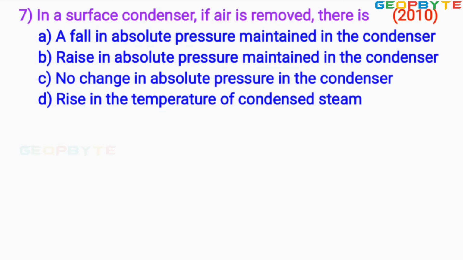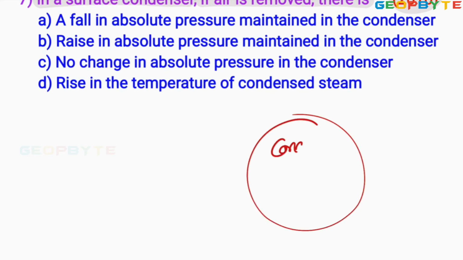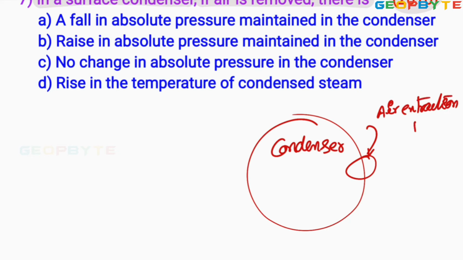Look at the seventh problem. It is also asked in 2010. In a surface condenser, if air is removed, let this be your condenser. For the condenser, we are connecting the air extraction pump. This air extraction pump is removing the air present in the system to outside.